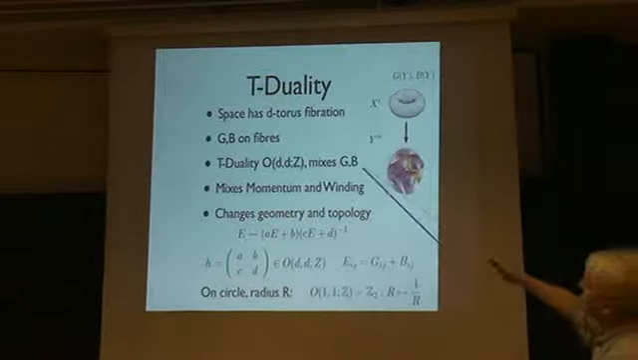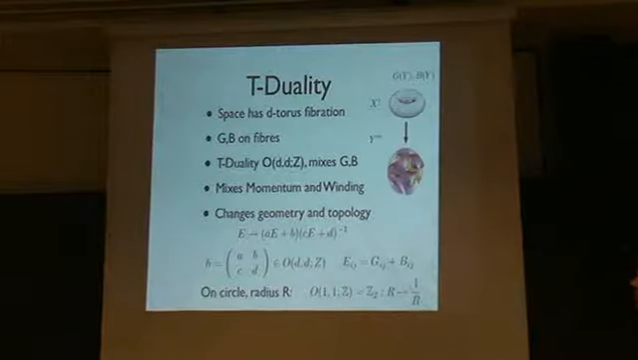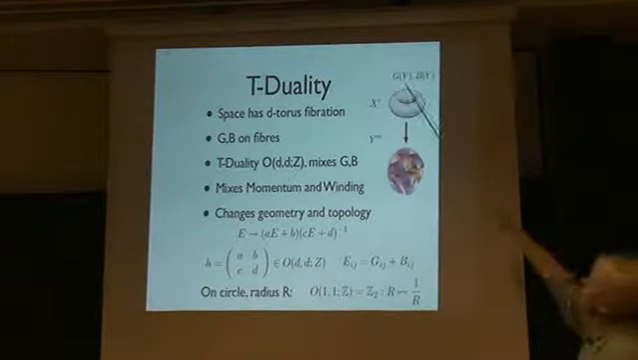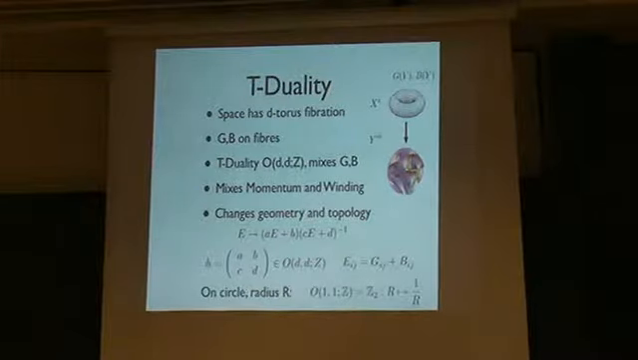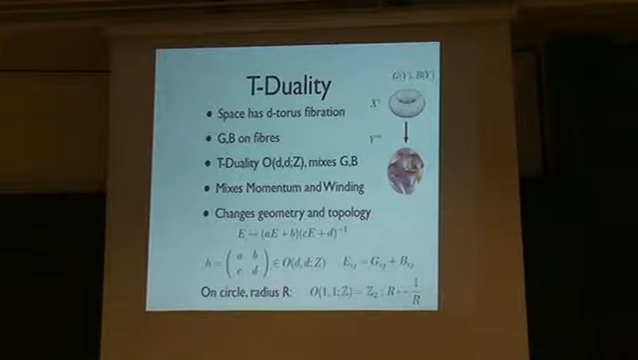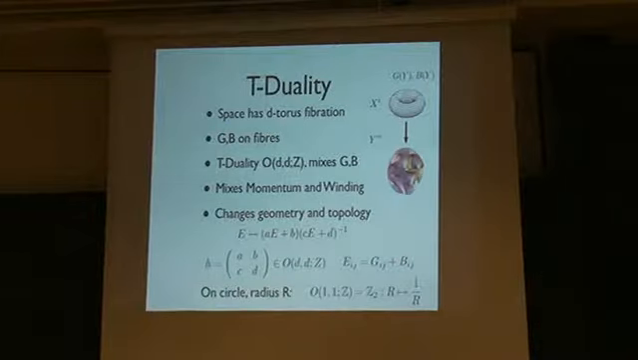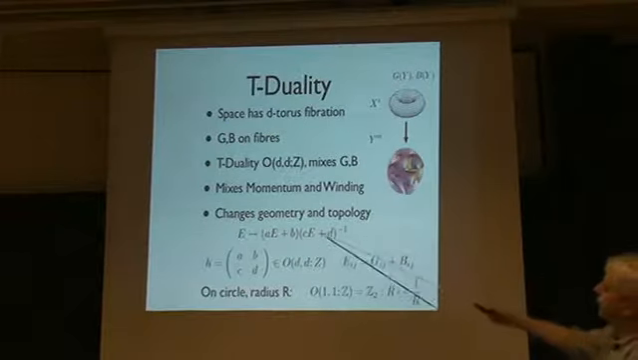And remarkably, the action of T-duality, which forms an infinite discrete group, includes transformations which will mix the metric and the B field. So these are transformations which are rather unfamiliar in conventional physics, because it's mixing fields of different spins, as well as mixing momentum and winding modes on this torus. And it changes the geometry and the topology of this total space. And the way it acts is rather strange.